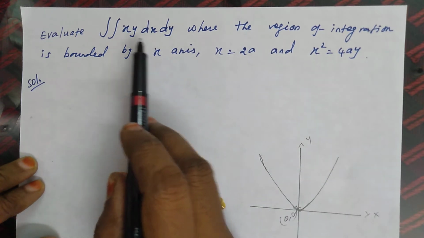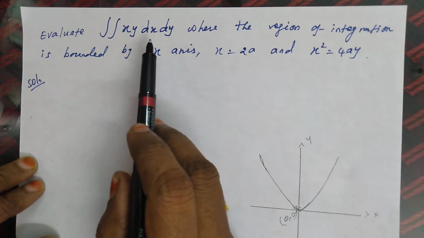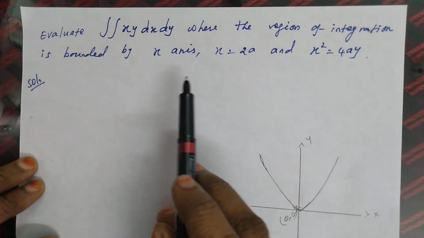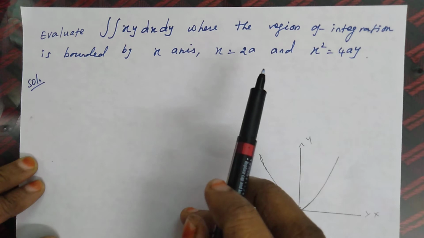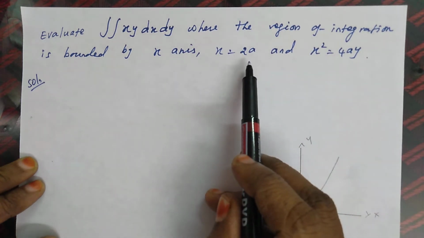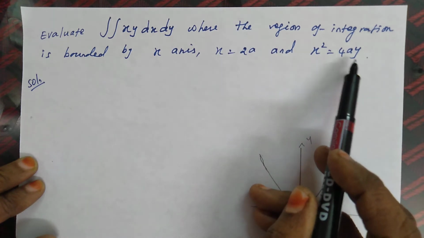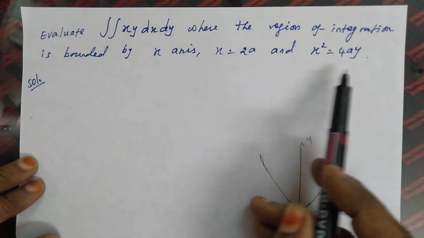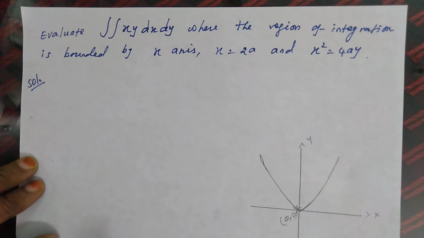In this question the integration is given but the limit is not given directly. Instead, it is given that the region of integration is bounded by three curves: the x-axis, x equal to 2a, and x square equal to 4ay, a parabola. Using these only we are going to find the limits for x and y. After that we are going to integrate. So look at the solution.